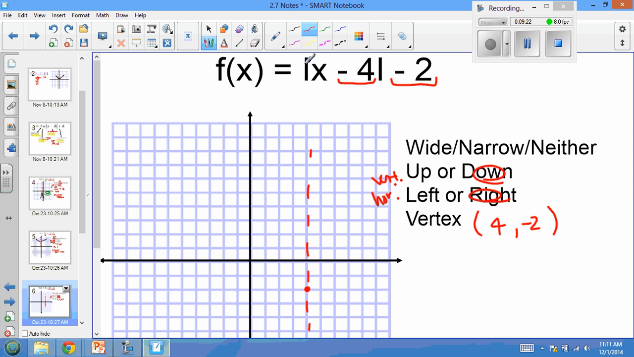Okay, what's in front of my absolute value here? There's nothing here. Think of that as a positive 1. So I know that is neither. 1 is equal to 1, so I know it's neither. And now you can either evaluate a point, so you could pick 3 or 5, or use this number in front, a positive 1. So from my vertex, I'm going up 1, right 1, up 1, left 1. And then you can make a nice V.